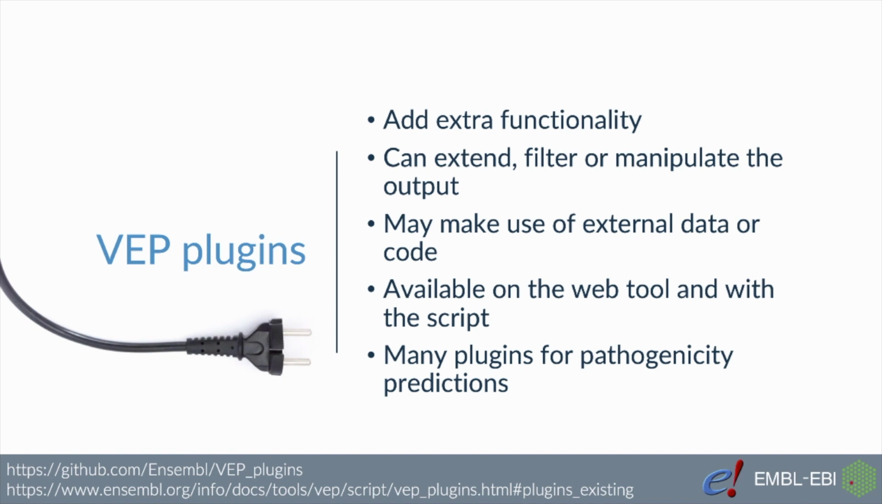There are many VEP plugins. Those are little extensions that add extra functionality to VEP. They can filter or manipulate the output. For example, there's a plugin called Draw. We can draw your variant within a transcript. They may use external data or code. Some of them are available on the web, while all of them are available with the script. And there are many different plugins for different pathogenicity predictors.